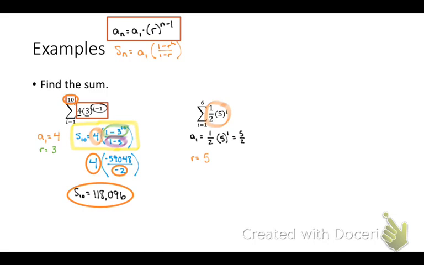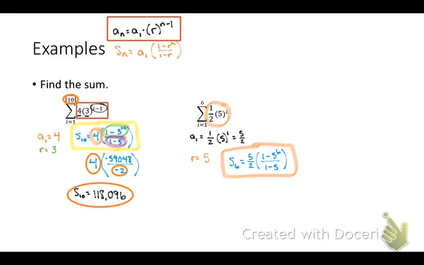Again, now it just becomes plugging everything in. S sub 6 equals, I'm just going to write it as 5/2 times 1 minus 5 to the 6th power divided by 1 minus 5. Again, I want to see this. From there, I'm okay with you having just the answer.